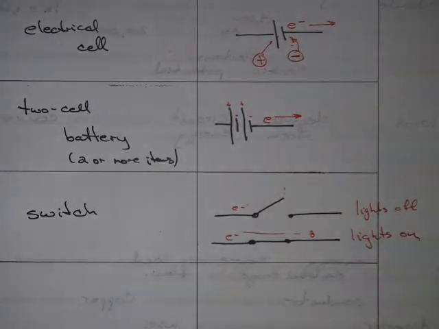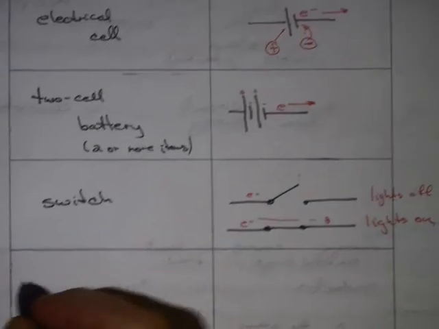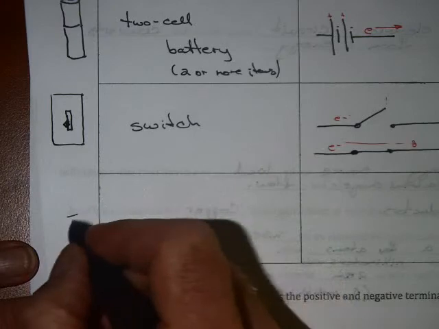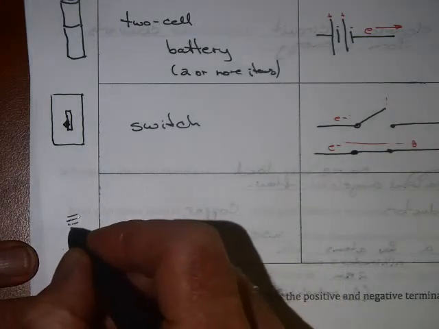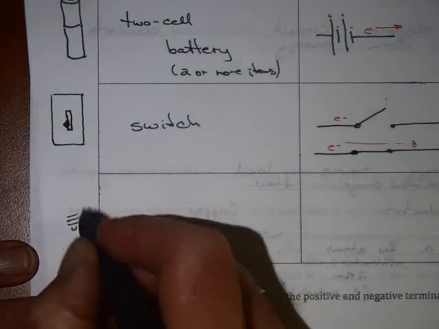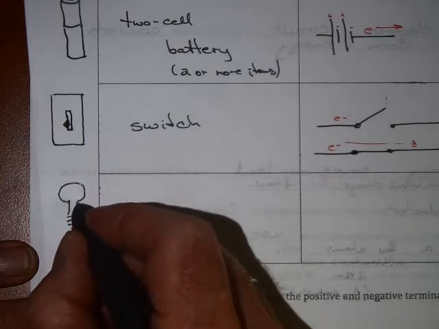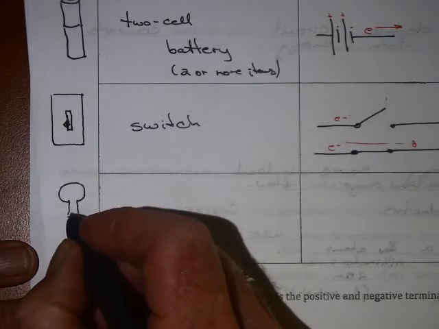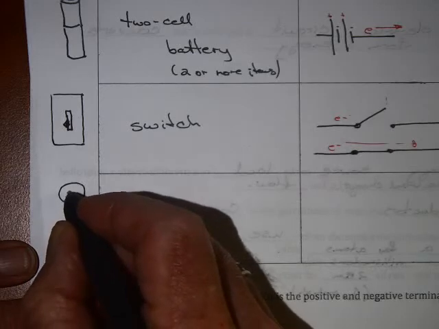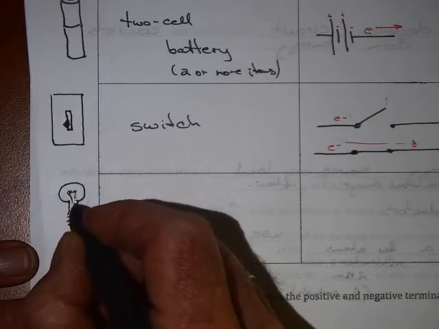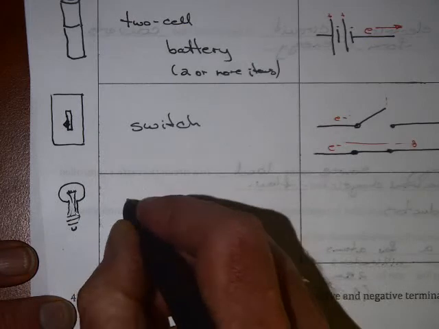Light bulbs, again, here's my drawing of a light bulb with the contact in the bottom. And this is the light bulb. And there's the filament. So this is a light.